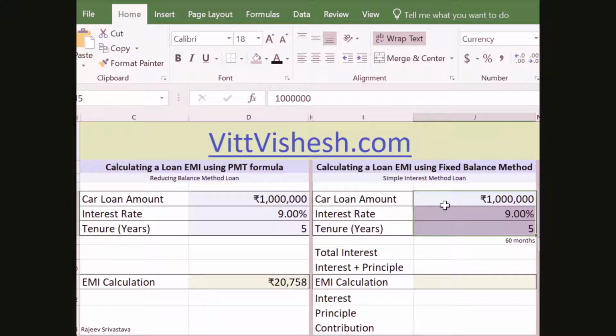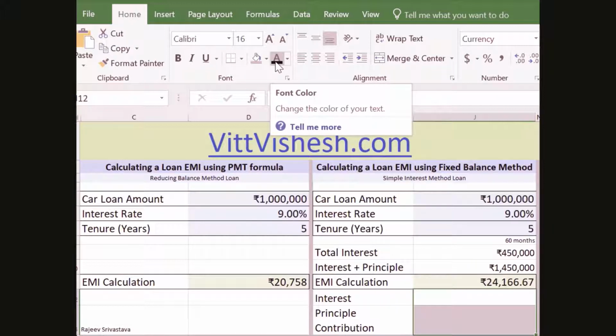With these variables of 10 lakh as principal amount, 9% interest and 5-year tenure, the total interest for 5 years will be calculated, which is this value. Here, interest plus principal amount will be 14 lakhs and 50 thousand. And total EMI calculation will come up as 24,166 rupees. It is very interesting to know that interest contribution and principal contribution towards your EMI in fixed balance method will be constant throughout your tenure.